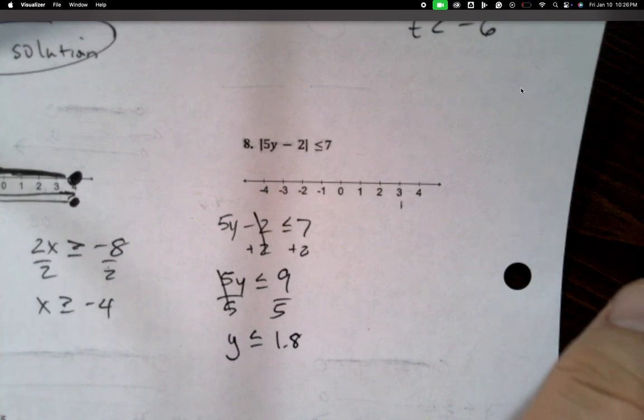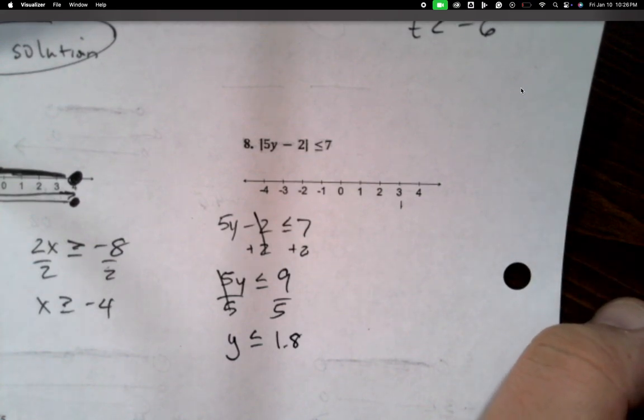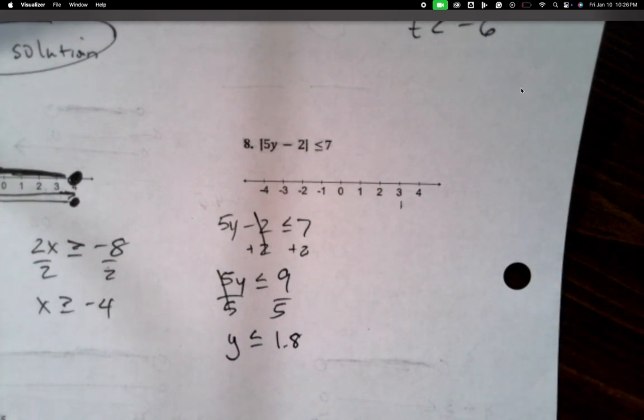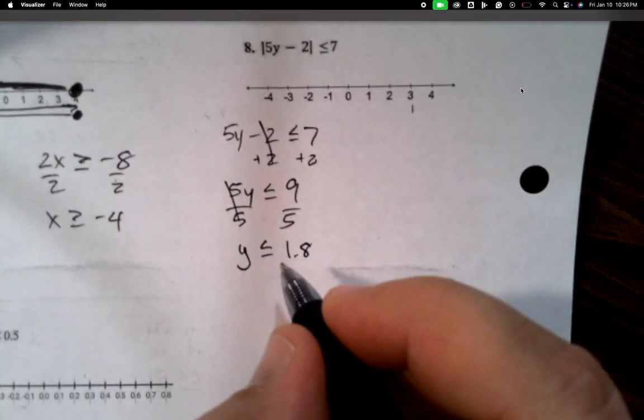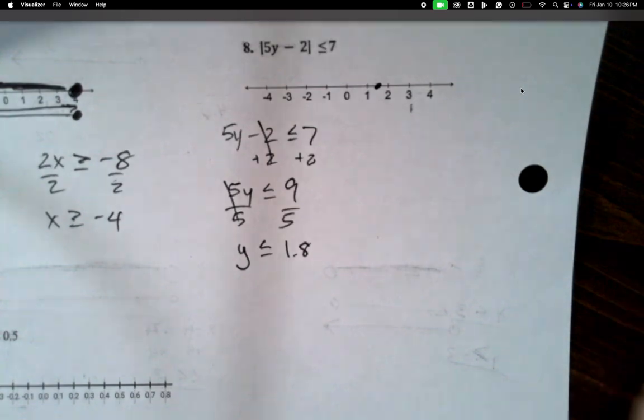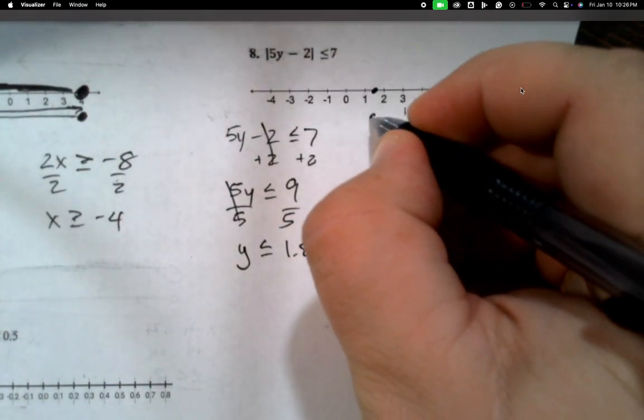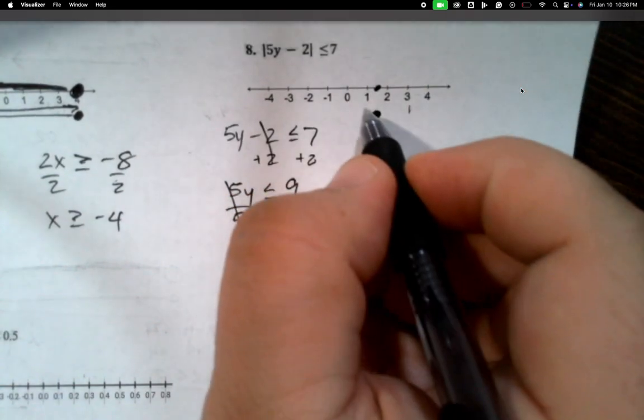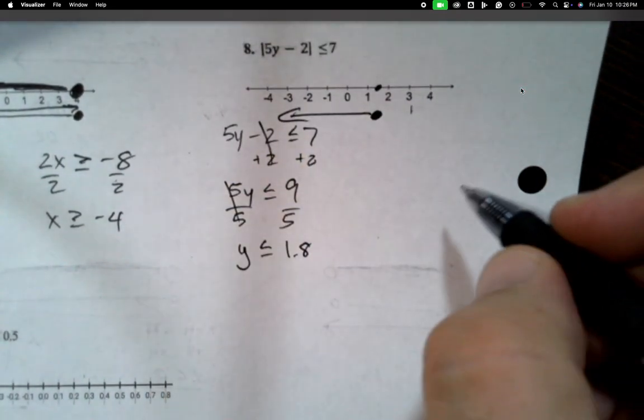So again, I am not going to measure and be picky about you being exactly at 1.8, but you must draw the point between the number 1 and 2. So even if you're right here, which is more like 1.5, I'm not going to be picky about that. So you put a closed circle at about 1.8 and shade to the left.